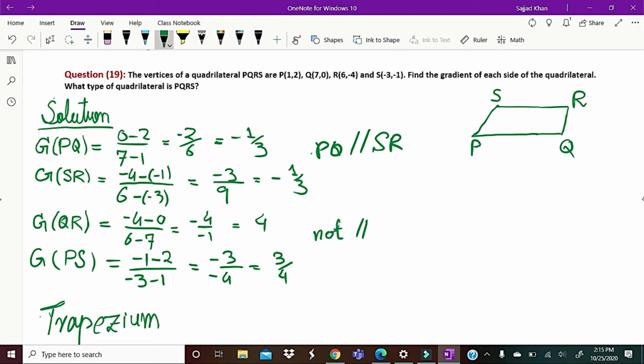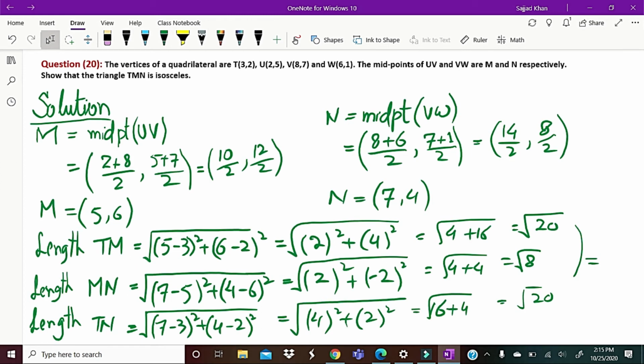So that is making a trapezium, because in a trapezium you have two parallel sides, and the other two are not parallel. Question number 20 again is a quadrilateral with four vertices, T, U, V, and W. And the midpoints of UV and VW are given as M and N again. So you have to show that the triangle made from the midpoints with the point T is an isosceles triangle, which means two of the sides are equal in length.